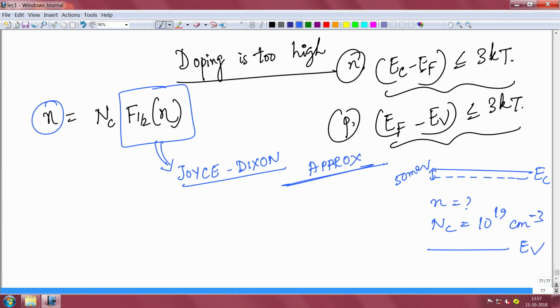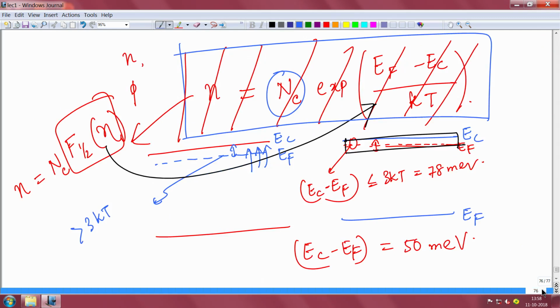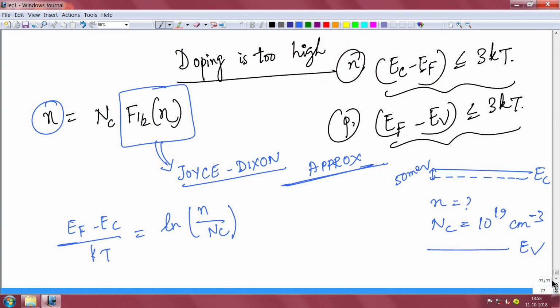So if you recall, (EF minus EC) by kT is given by ln of n by Nc. That is your Maxwell-Boltzmann equation actually. This is the equation I had written in the previous slide; I am just writing the same equation in a different way. So this is the expression.